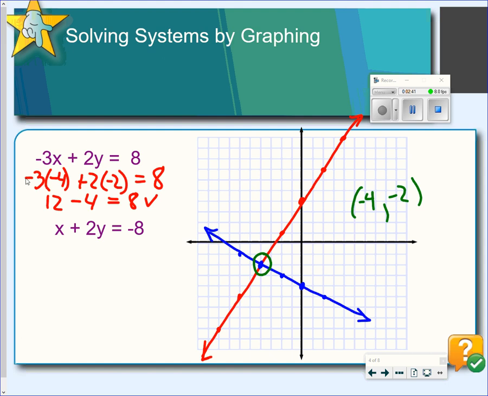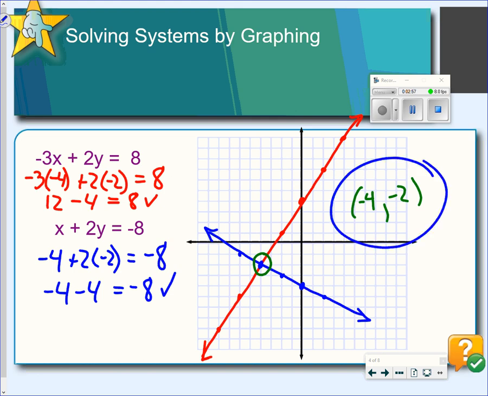And then in the second equation, we would have negative 4 plus 2 times negative 2. Does that equal negative 8? So negative 4 minus 4, yep, that equals negative 8. It works in both equations, therefore that is our solution to the system.